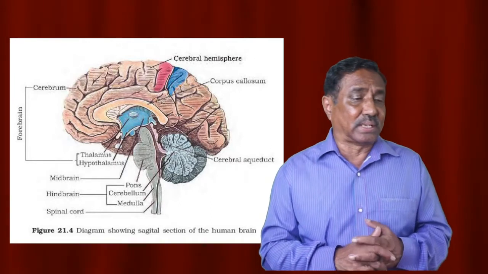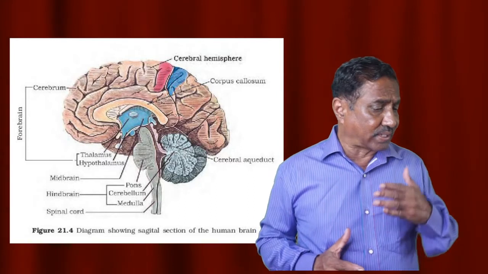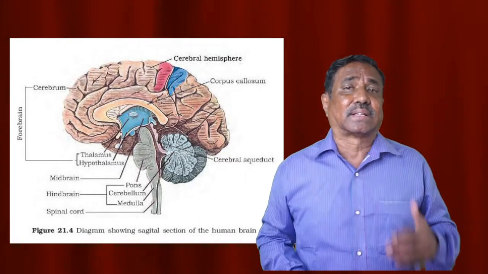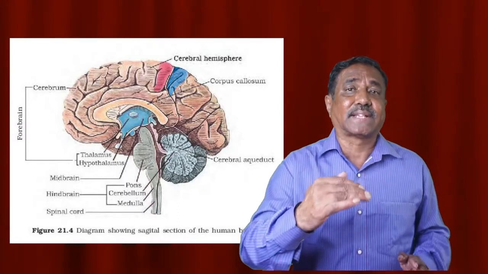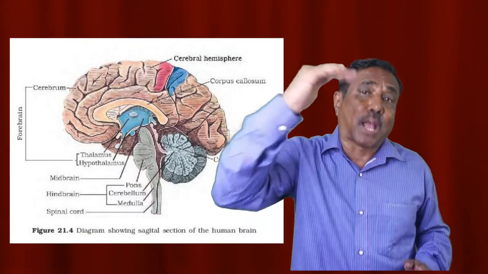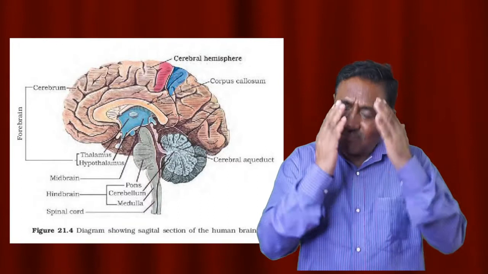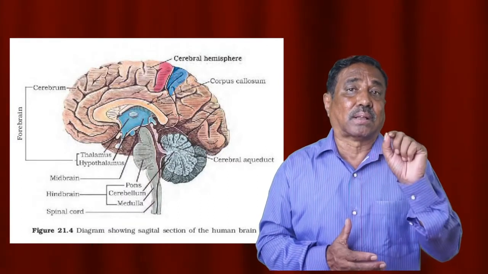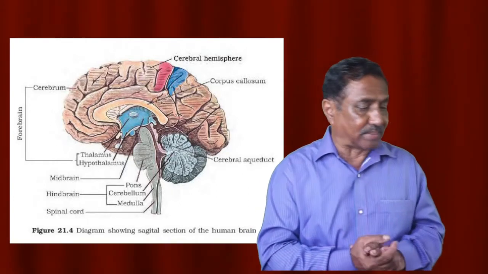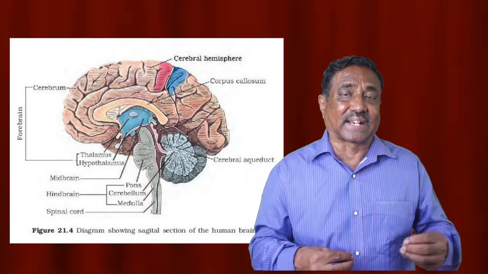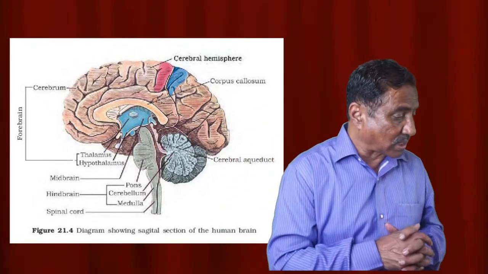And in the brain, the forebrain consists of cerebrum and diencephalon, as I told you earlier. Diencephalon consists of thalamus, epithalamus, hypothalamus. Hypothalamus controls sleep, appetite, body temperature. Appetite, both eating and drinking, is controlled by the hypothalamus. And there are 2 cerebral hemispheres joined by corpus callosum.